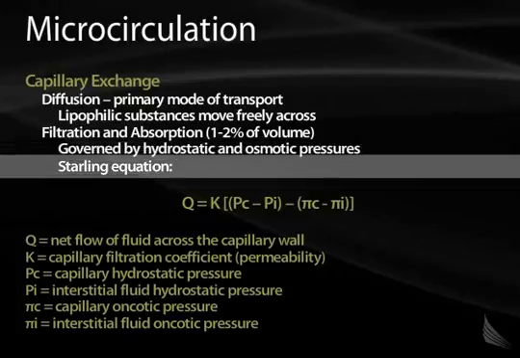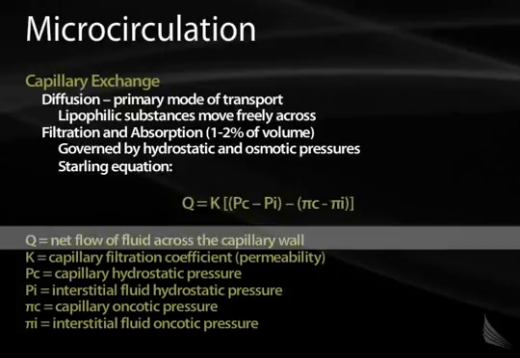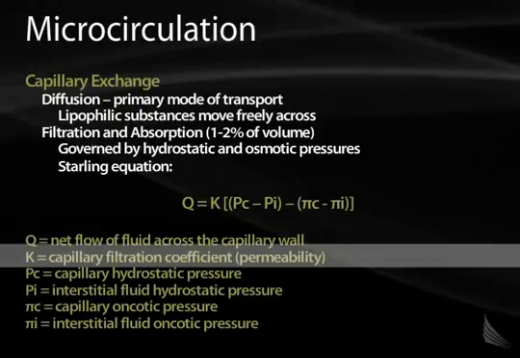The Starling equation, which is pictured here, is Q, which is net flow of fluid across the capillary wall. A positive Q means flow of fluid out of the capillary into the tissue. A negative Q means flow of fluid from the target organ back into the capillary. K is the capillary filtration coefficient, which is a standard number that you will be given on the test. You won't be asked to memorize what that number is because it differs from organ to organ.